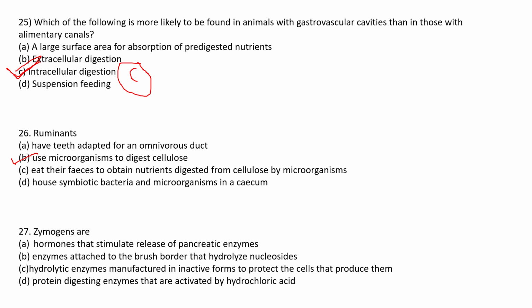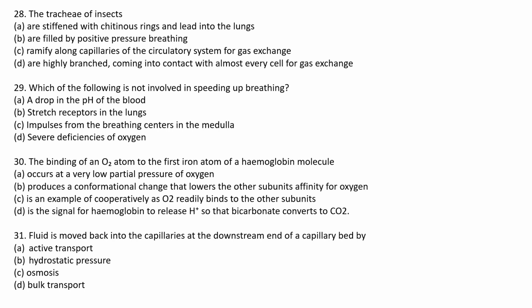Question number 27. Zymogens are option C. Hydrolytic enzymes manufactured in inactive forms to protect the cells that produce them. The trachea of insects are highly branched, coming into contact with almost every cell for gas exchange.